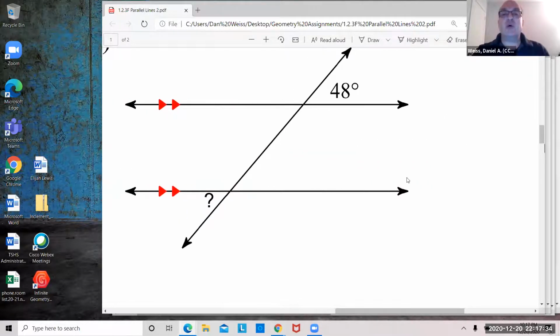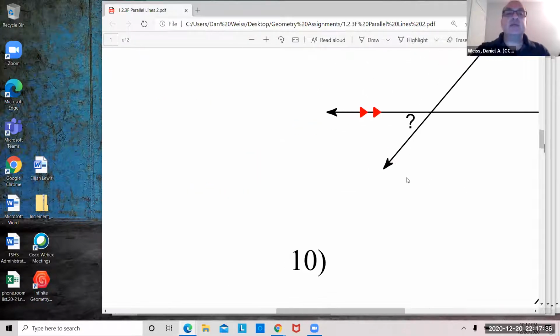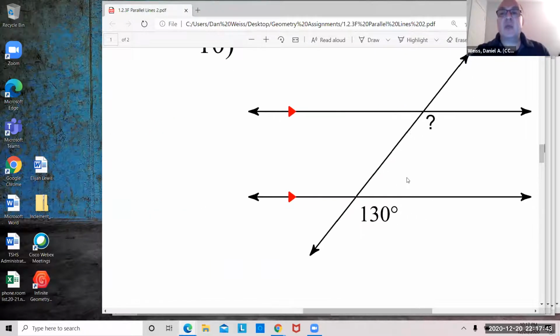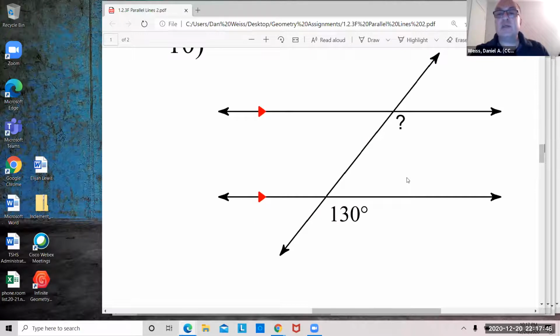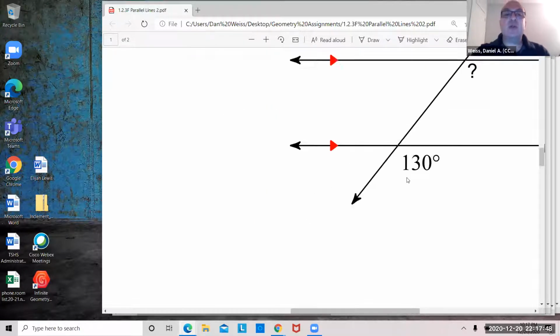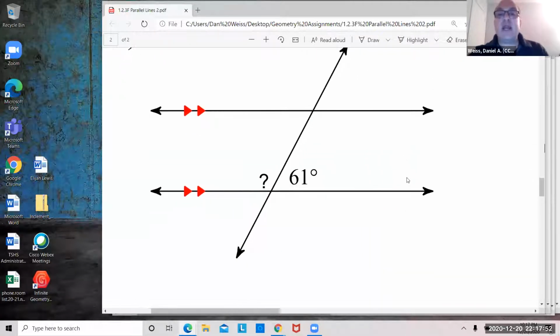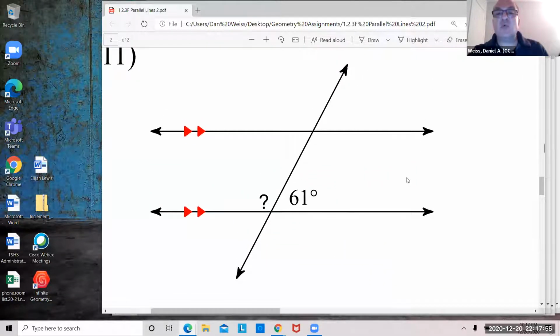These two angles are equal. Question mark equals 48 degrees. These are vertical angles. They're equal. Question mark equals 77. These two are corresponding angles. They're equal. Question mark equals 130. These two add up to 180. Adjacent angles add up to 180. They're also known as supplementary angles. So you do 180 minus 61, and you get 119.